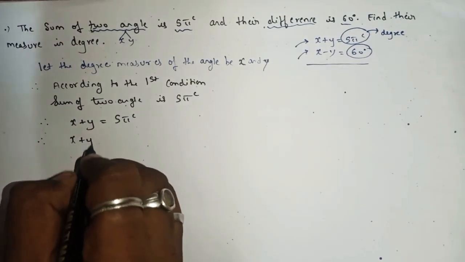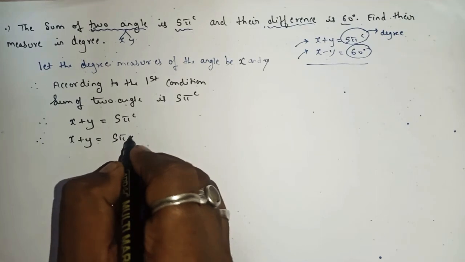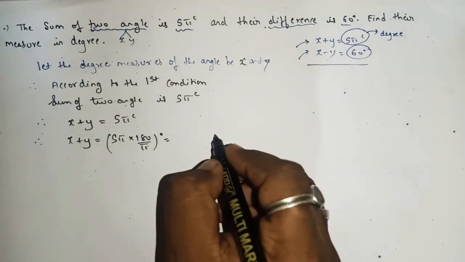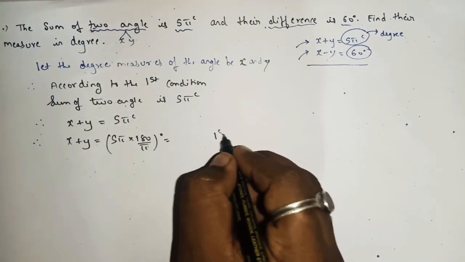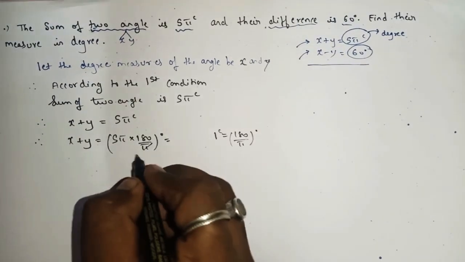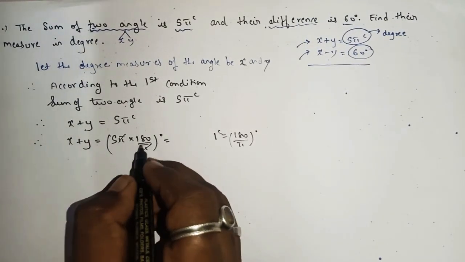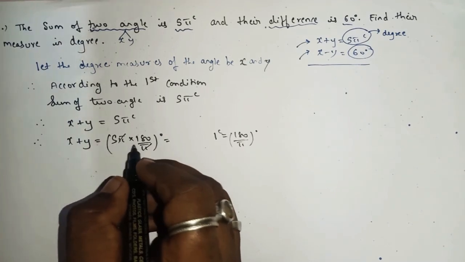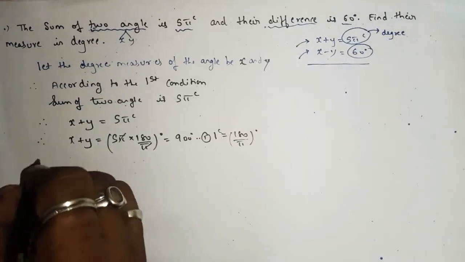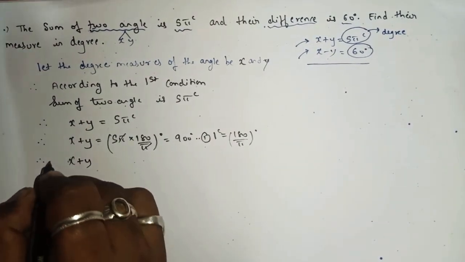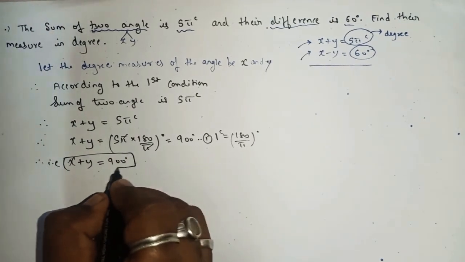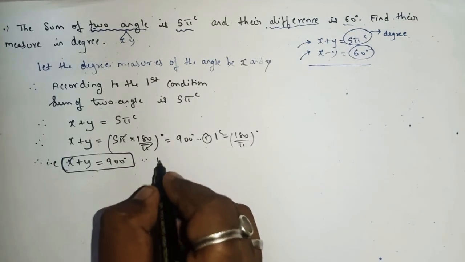But we'll convert this radian into degrees. Yes or no? So you will write 1 radian is equal to 180 upon pi. So pi will get cancelled. So here 180 divided by 5 is 36... so here this will be 900. So here we got the first equation, that is x plus y equals 900. So here we got the first linear equation.